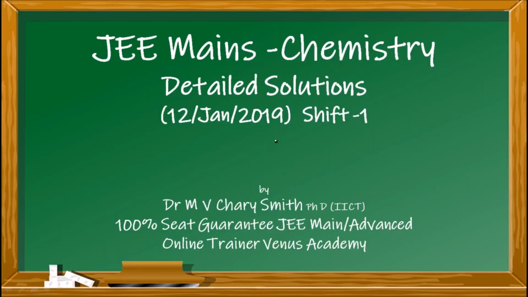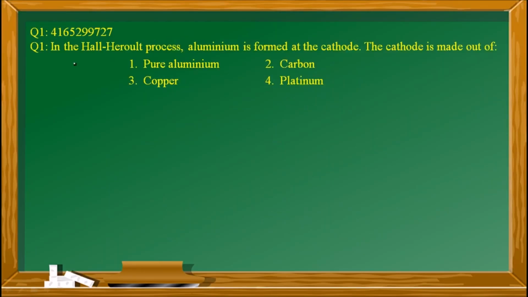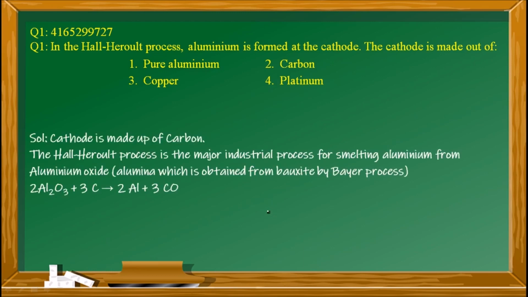See the questions. Question number 1. In the Hall-Heroult process, aluminium is formed at the cathode. The cathode is made out of? Dear friends, just recall the Hall-Heroult process. What is that? Yes friends, it is an industrial process for smelting aluminium from aluminium oxide. So what do we use as a cathode?